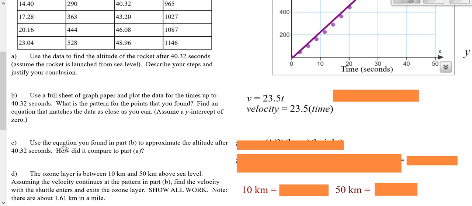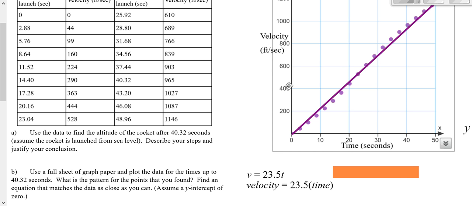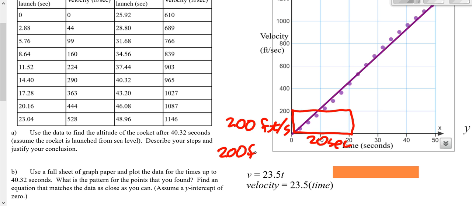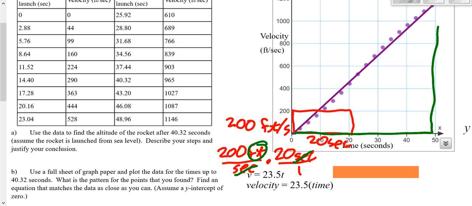So in part C, you're asked to approximate the altitude of our rocket. Altitude is distance. Where does distance show up on this graph? For all practical purposes, looking at the idea of units, suppose I gave you this rectangle here. That would be 200 feet per second, and this would be 20 seconds. The area of that rectangle would be 200 feet per second multiplied by 20 seconds, and you can see that your seconds would drop, leaving you with feet. So the area underneath this curve represents feet, which is our distance, which is what we are looking for.